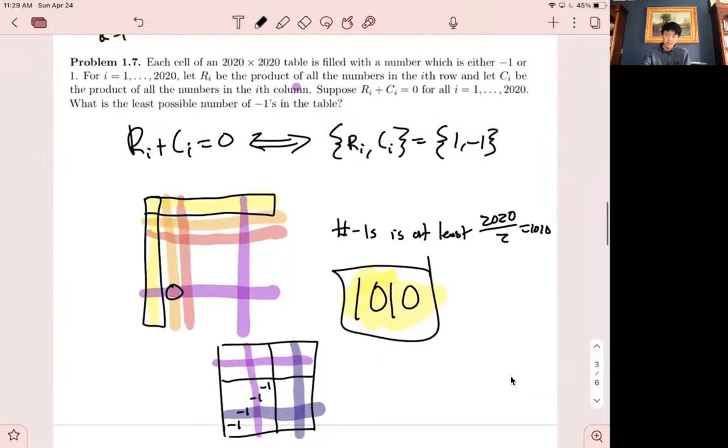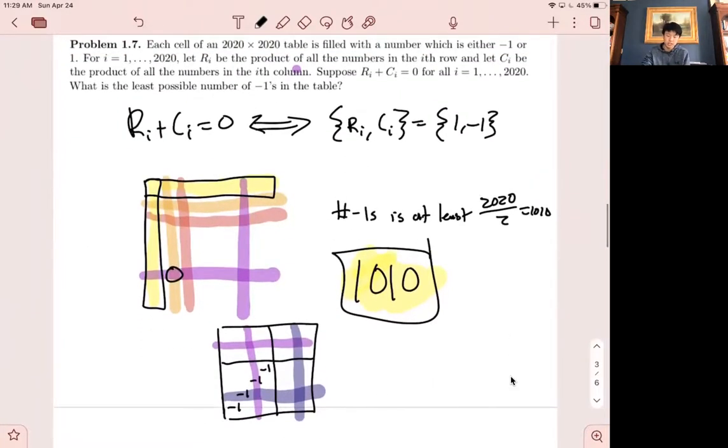Problem 7. Each cell of a 20 by 20 table is filled with a number which is either -1 or 1. For i equals 1 through 20, let R sub i be the product of all the numbers in the ith row, and let C sub i be the product of all the numbers in the ith column. Suppose R sub i plus C sub i is equal to 0 for all i equals 1 through 20. What is the least possible number of -1s in the table?